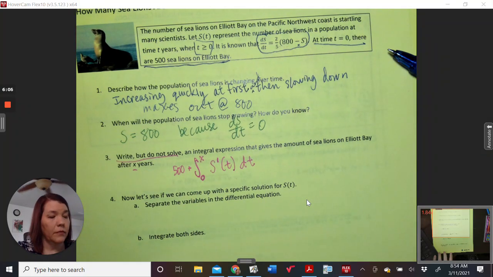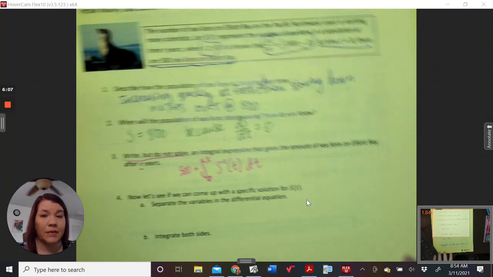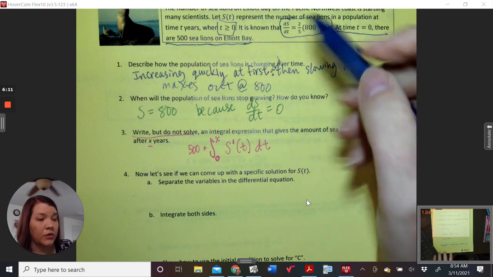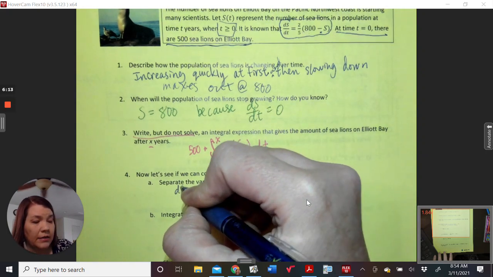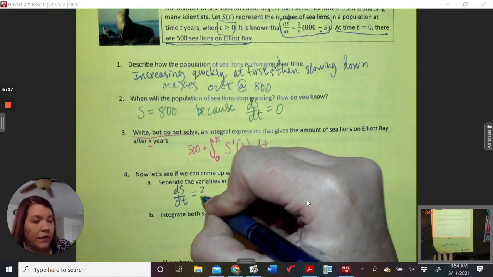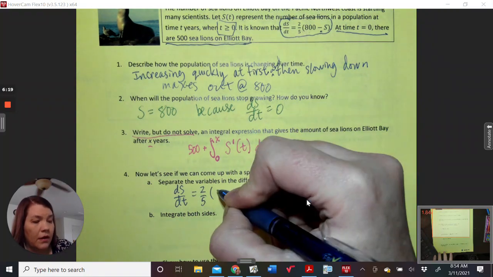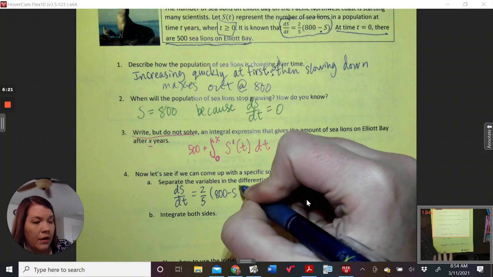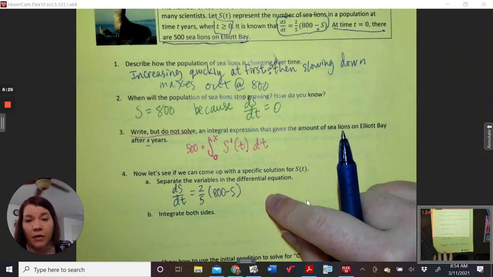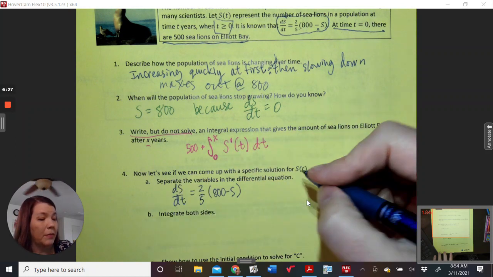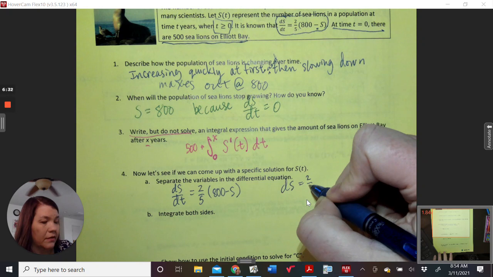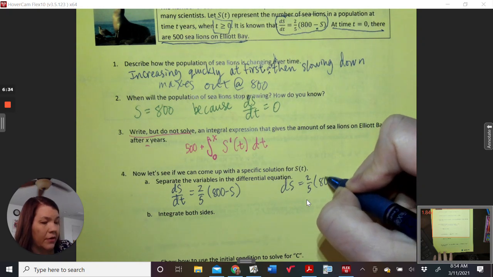Let's see if we can come up with a specific solution for s. We're going to take our differential equation, ds/dt = 2/5 (800 - s), and try to separate our variables. So I'm going to multiply both sides by dt. ds will equal 2/5 (800 - s) dt.